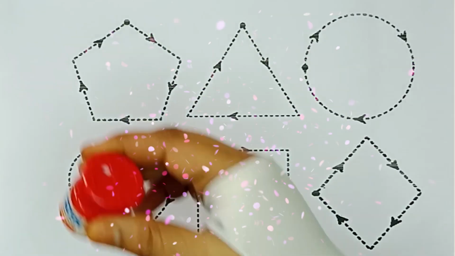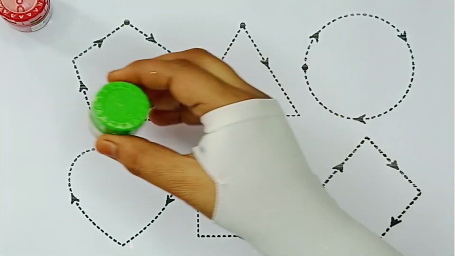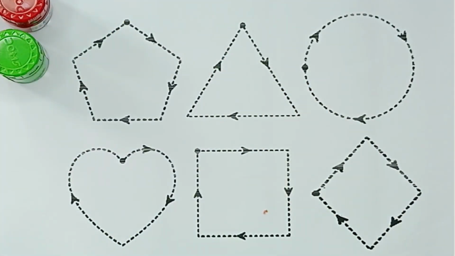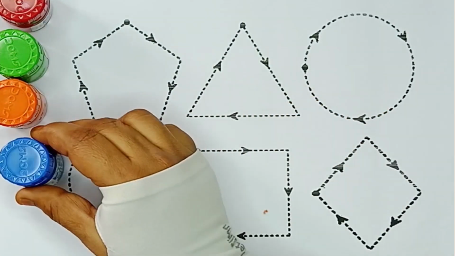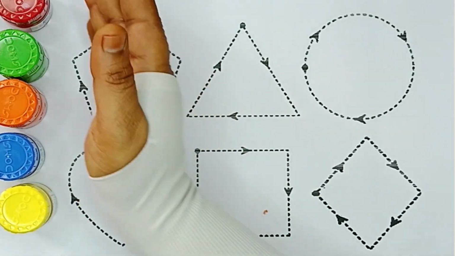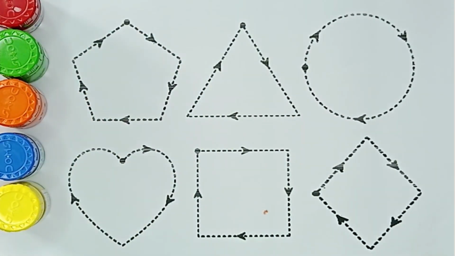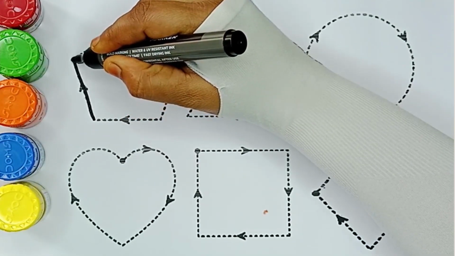Shapes names for kids. Red color. Green color. Orange color. Mule color. Yellow color. And on the way I dropped it. A little boy, he picked it up and put it in his pocket.